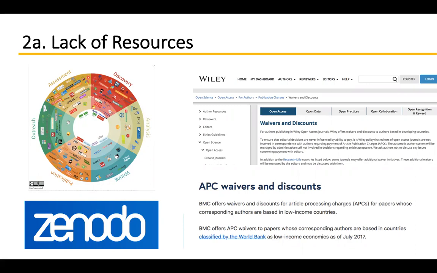Sometimes it is useful just to contact the managing editor to ask about these waivers. Editors are usually very keen to get researchers from low and middle income countries publishing in their journals, and therefore are very happy to help you navigate the APC waivers or APC discounts and so forth.